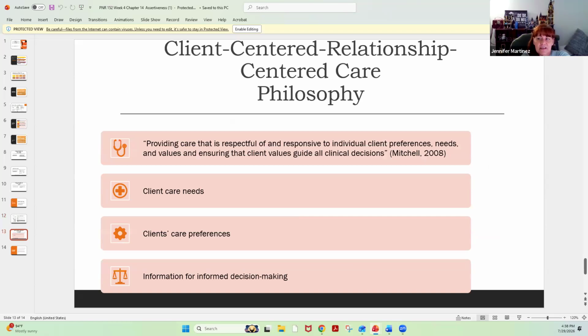Our client-centered, relationship-centered care philosophy. The client is always going to be the center of care, but it's providing care that's respectful of and responsive to individual client preferences, needs, and values, and ensuring that client values guide all clinical decisions. When you're doing your admission assessments, and we're doing the cultural assessment, the spirituality or religious assessment as well, we're making sure that we're incorporating those into their plan of care. And we're incorporating their preferences and their needs.